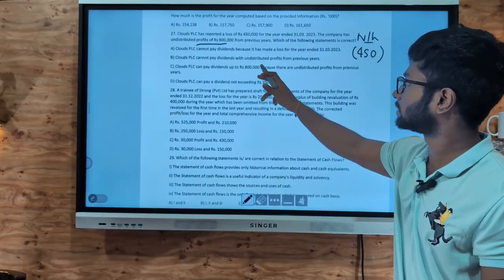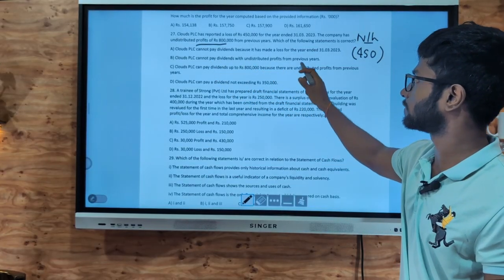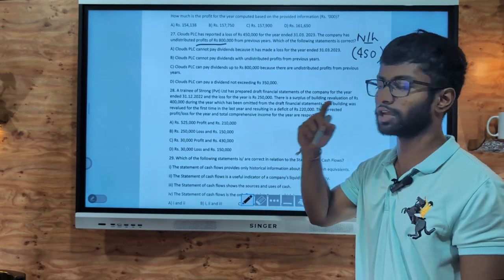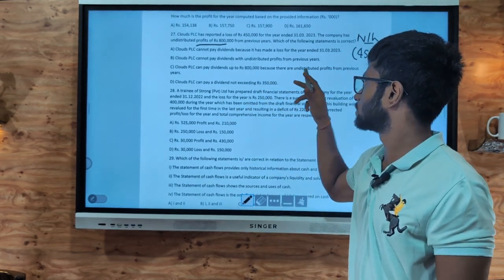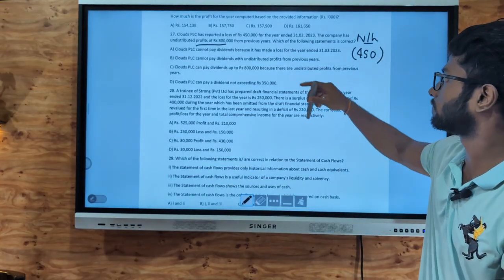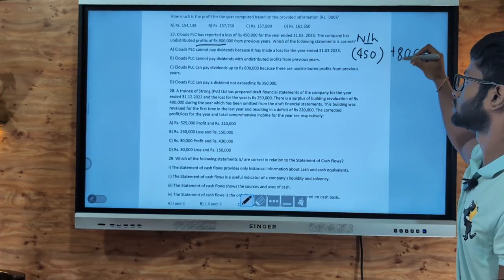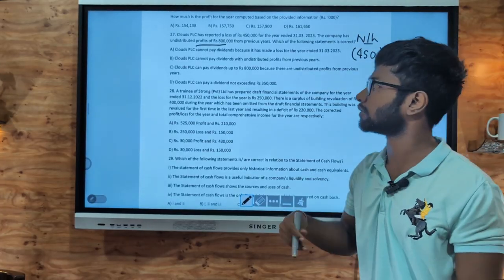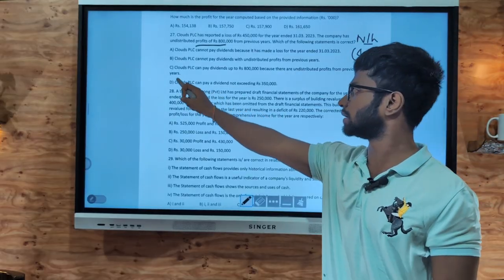Cannot pay dividends with undistributed profits from previous year. No, you can pay. Can pay dividends up to 800 because there are undistributed profits. Not up to 800, no? Because you have last year's profits of 800, first you have to set off this loss. From the remaining amount only, you can pay dividends. So here it should be answer number D.